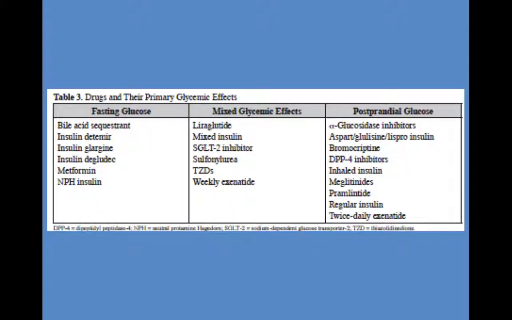Here's a nice chart that I like, where it shows which drugs target what blood sugars. So you can see your fasting glucose. That's where you're targeting your basal insulins, metformin, and NPH insulin, or your Novolin N or Humulin N. Mixed glycemic effect means it does some of both. Liraglutide or Victoza, that's a GLP-1 agonist. That's a twice-a-day medication.